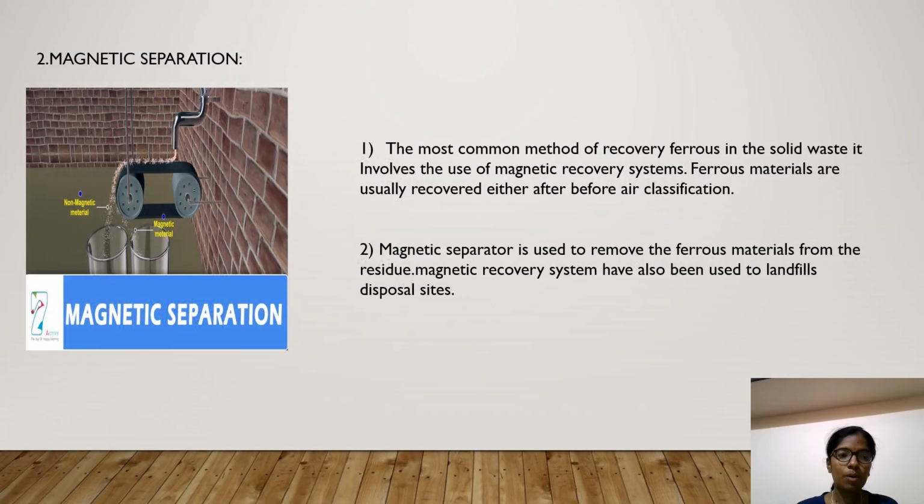Now let us discuss magnetic separation. The most common method of recovery of ferrous materials in solid waste involves the use of a magnetic recovery system. Ferrous materials are usually recovered either before or after air classification. A magnetic separator is used to remove the ferrous materials from the residue. Magnetic recovery systems have also been used at landfill disposal sites.